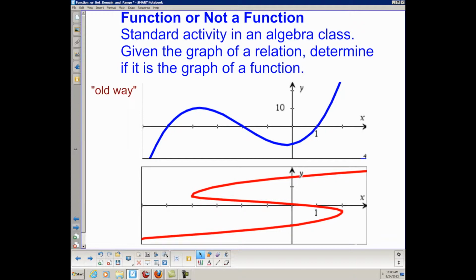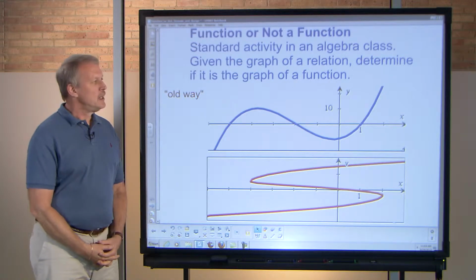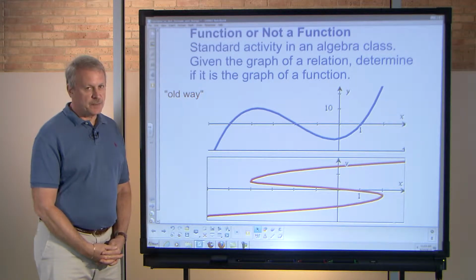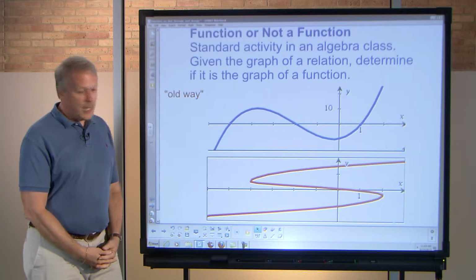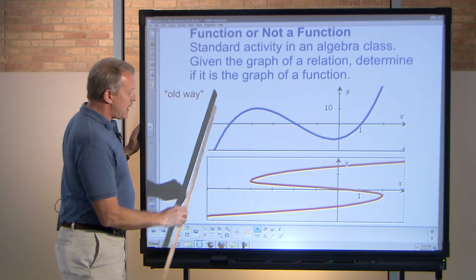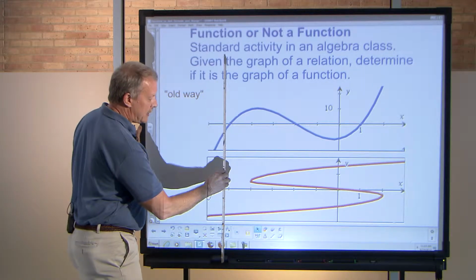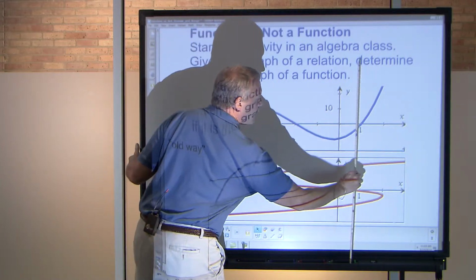The first one we want to look at is whether something is a function or not. A standard activity in an algebra class would be, given the graph of a relation, determine if it is the graph of a function. And the way I've done it for years, and you probably have done it, is the vertical line test. Take a ruler or meter stick and say, if this vertical line intersects the graph in more than one point, it's not a function.